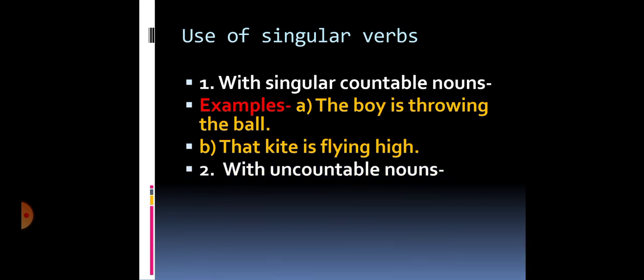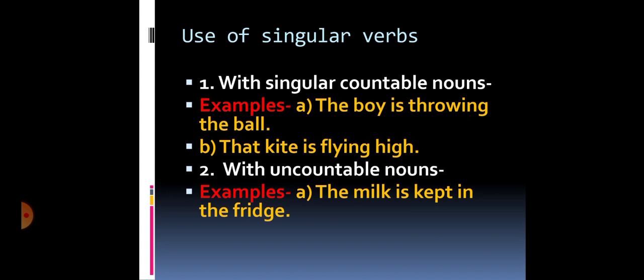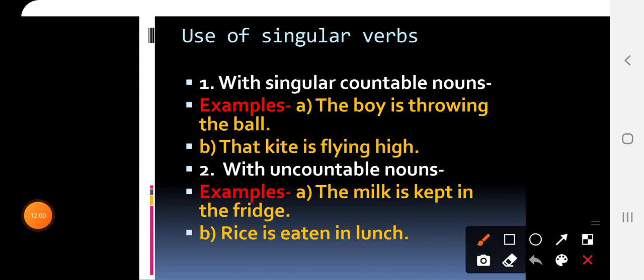Next, singular verbs are used with uncountable nouns. For example, the milk is kept in the fridge. Another example, rice is eaten at lunch. In the first example, milk is an uncountable noun that cannot be counted. That is why the verb is has been used with it. In the next example, rice is an uncountable noun or subject. So with it, the singular verb is has been used.